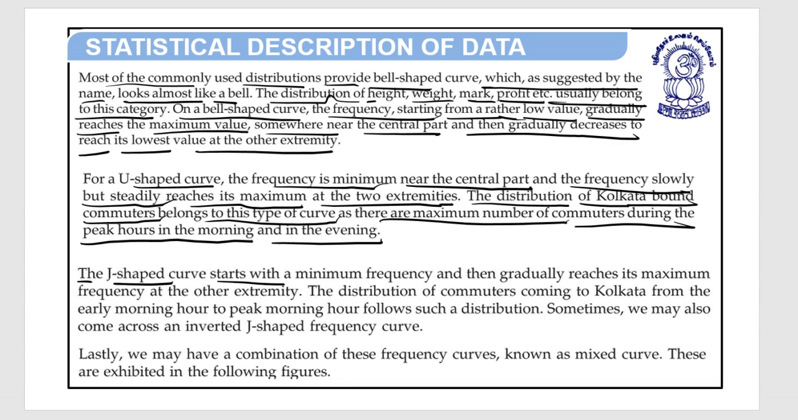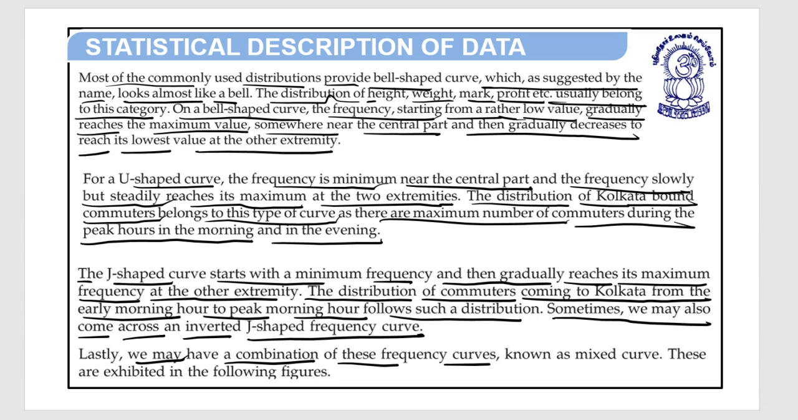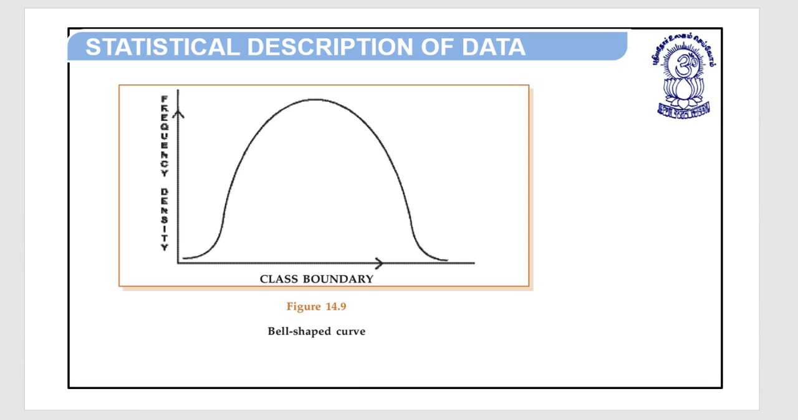The J-shaped curve starts with a minimum frequency and then gradually reaches its maximum frequency at the other extremity. The distribution of commuters coming to Kolkata from the early morning hour to the peak morning hour follows such a distribution. Sometimes we may also come across an inverted J-shaped frequency curve. Lastly, we may have a combination of these frequency curves, known as a mixed curve. These are exhibited in the following figures.